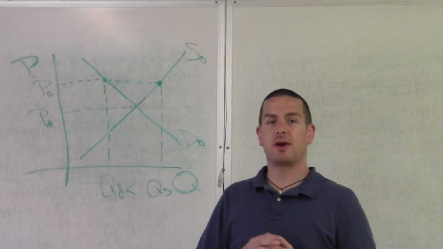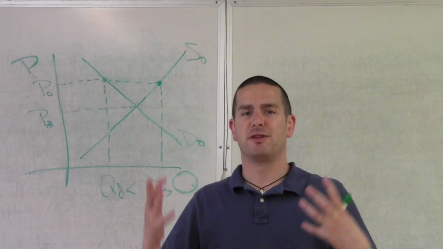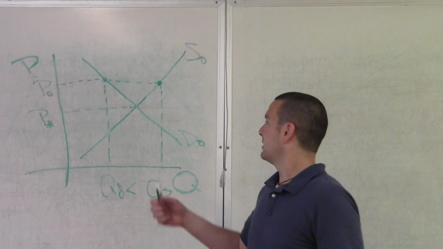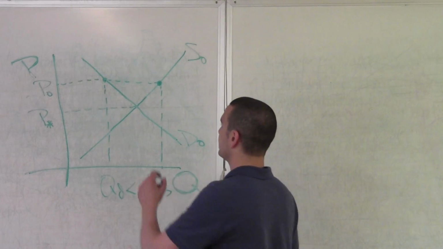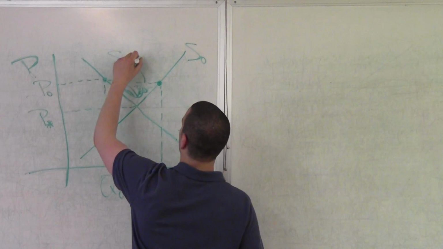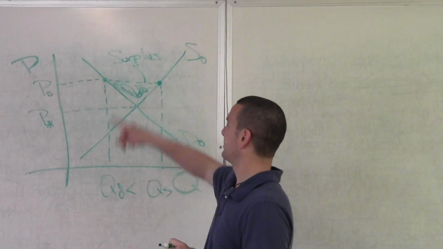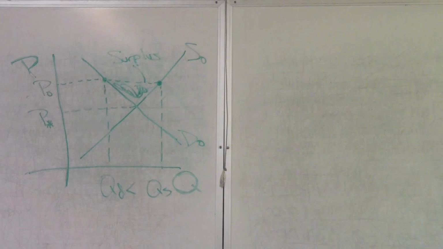Okay? If the price is too high, if the price in a market is above the market clearing price, then what ends up happening is you end up with something called a surplus. And that's what that is. That's a surplus. Okay? I'm going to zoom in a little more, just to make sure you can capture all this.